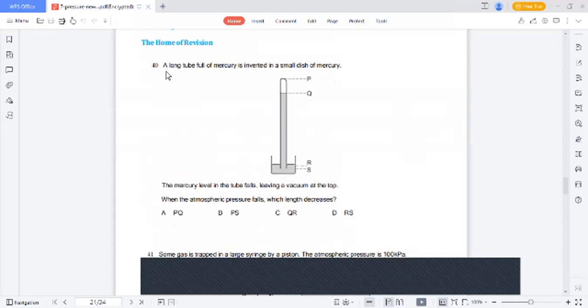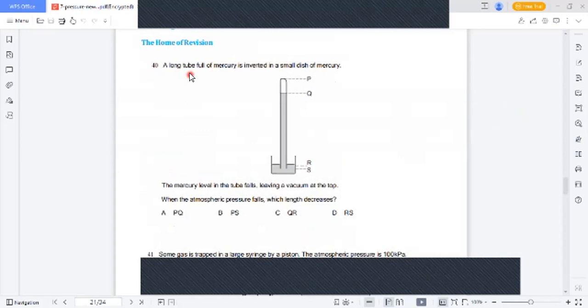Next, number 40. A long tube full of mercury is inverted in a small dish of mercury. The mercury level in the tube falls, leaving a vacuum at the top. Yes, here is a vacuum at the top. When the atmospheric pressure falls, which length decreases?